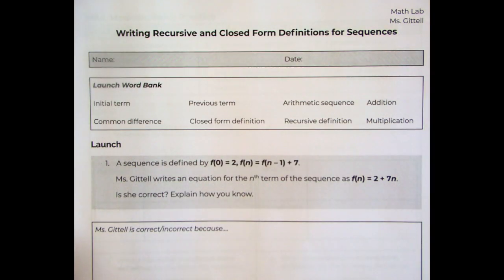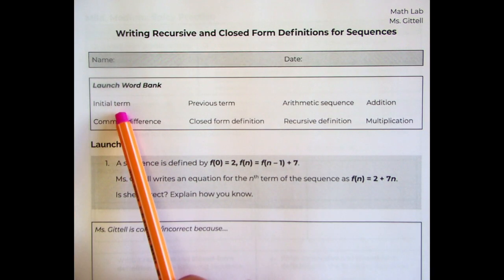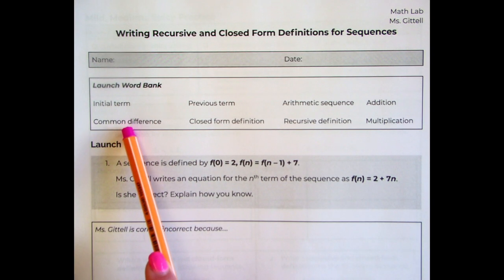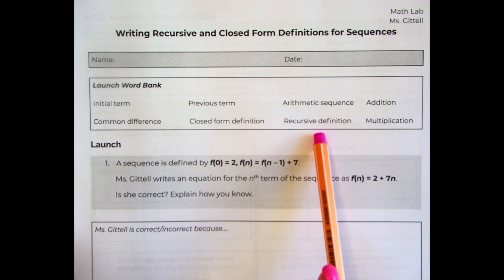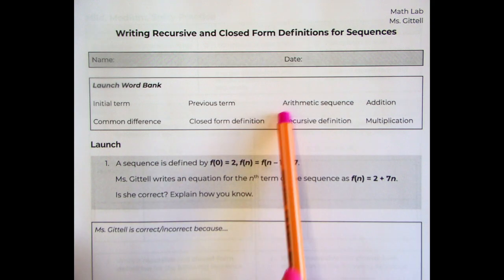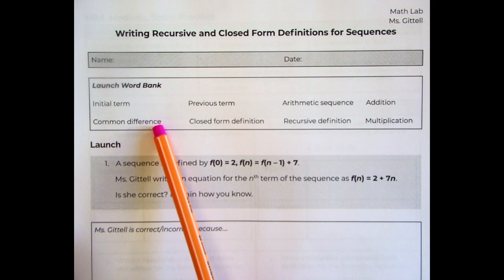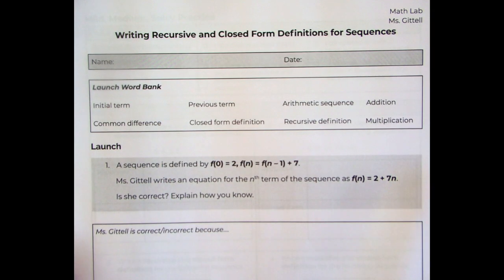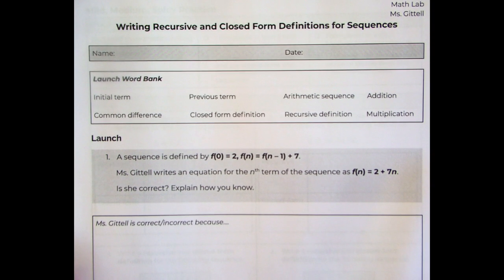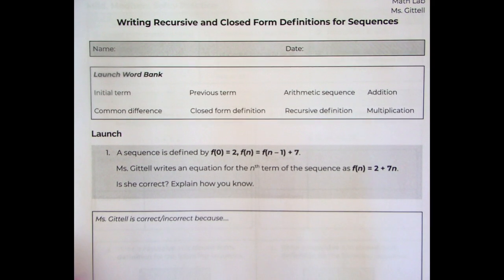Okay, so your launch today is all about writing recursive and closed form definitions for sequences. The first thing I see is that you have a word bank, so you have some different words to choose from as you write your sequence. You have closed form definition, arithmetic sequence, recursive definition, addition, multiplication, previous term, and common difference. So I know at some point in my response I'm going to be using hopefully all of these words.